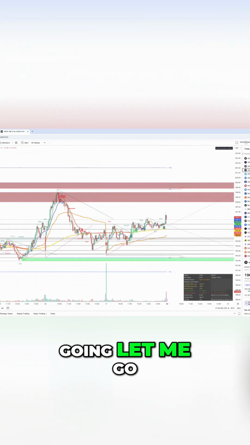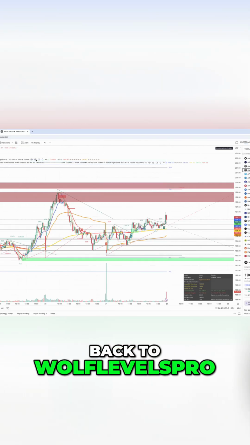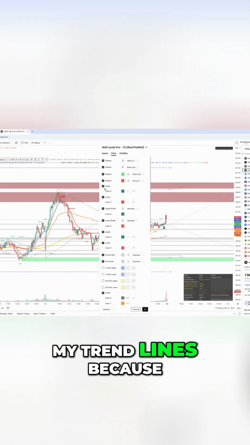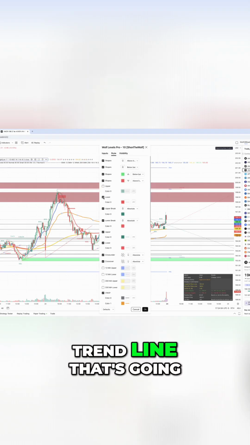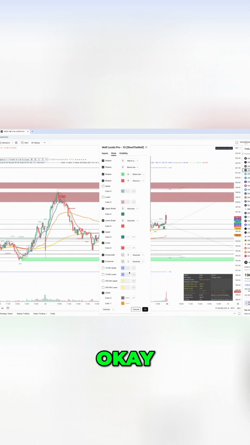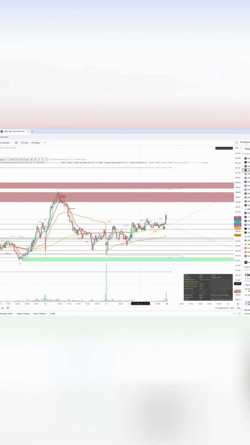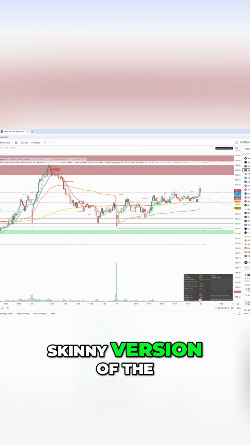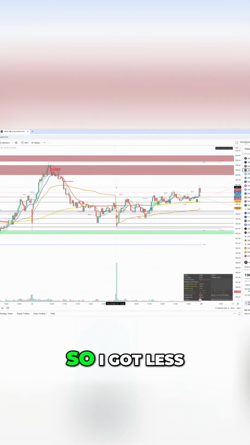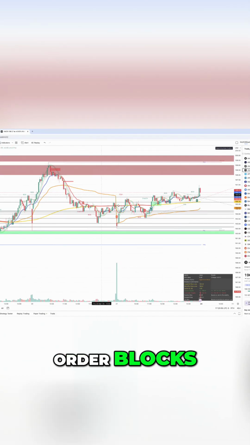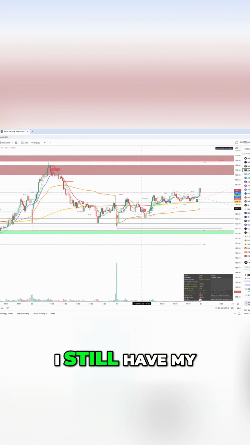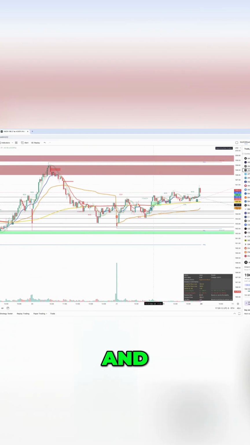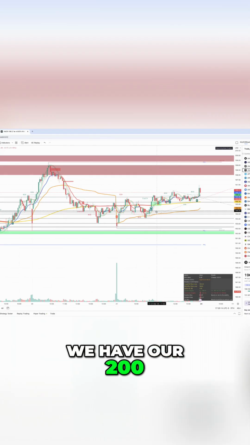Let me go back to Wolf Levels Pro, and then I'm going to clean up my trend lines because I only want to see the most current trend line that's in use. Okay, so now I have my chart set up like this. This is a skinny version of the Wolf chart, right? So I've got fewer order blocks. I have my VWAP on here. I still have my Wolf trend moving average, and we have our 200 on here.